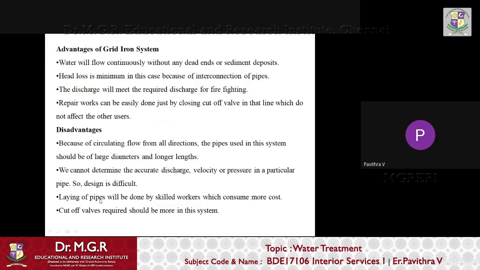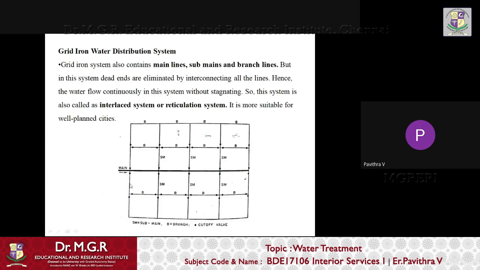Laying of the pipes can be done only by skilled laborers, and the cost will also be greater. The cutoff valves required should be more in the system. Since so many cutoff valves are provided in each and every line, a larger number of valves are to be provided, so from the cost point of view also, it is greater.